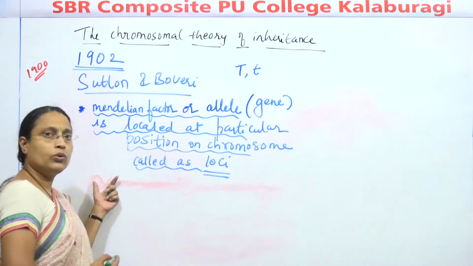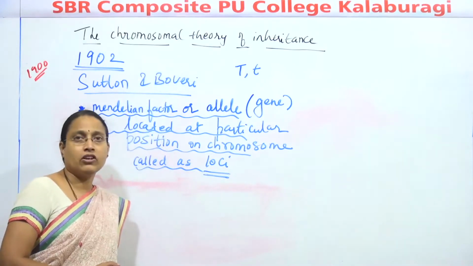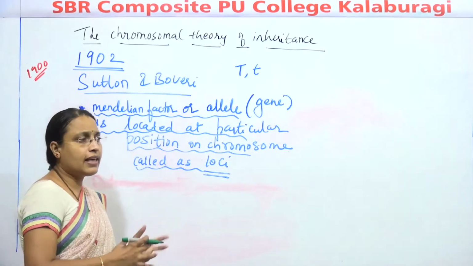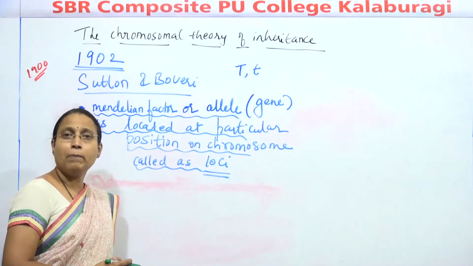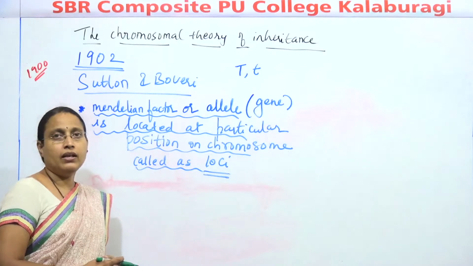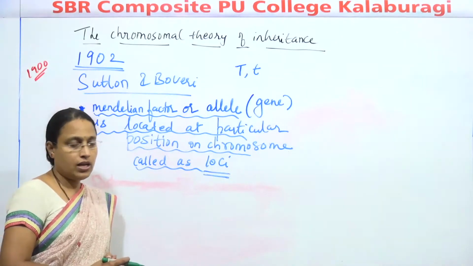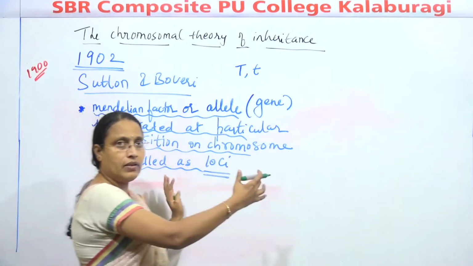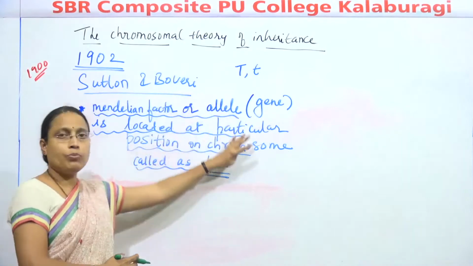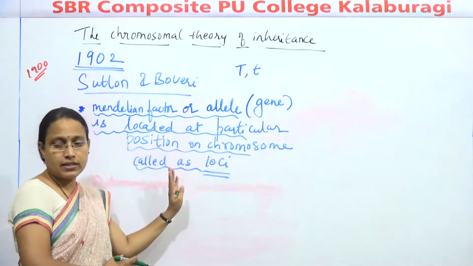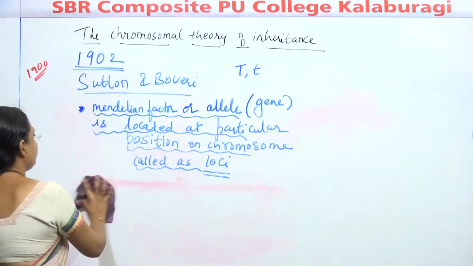So, what are the main conclusions of the chromosomal theory of inheritance? What did this theory conclude? There is a lot of similarity, or you can say parallelism, between the chromosome behavior and the Mendelian factor. So before I proceed with the diagrams and explain them, you should keep this point in mind. Then you can understand the chromosomal theory of inheritance.